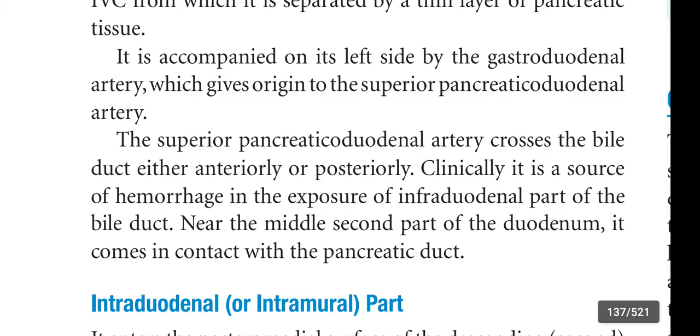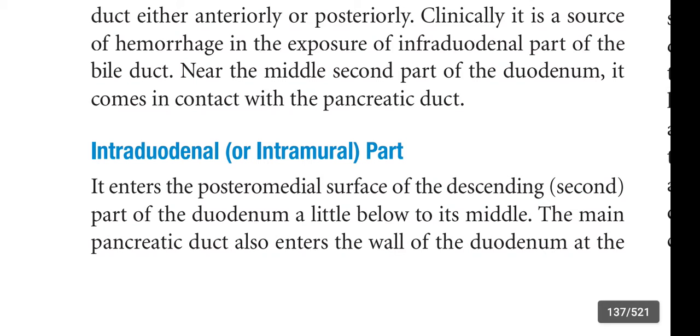Coming to the superior pancreaticoduodenal artery, it crosses the bile duct either anteriorly or posteriorly. Clinically, it is a source of hemorrhage in the exposure of the infraduodenal part of the bile duct near the middle of the second part of the duodenum. It comes in contact with the pancreatic duct.